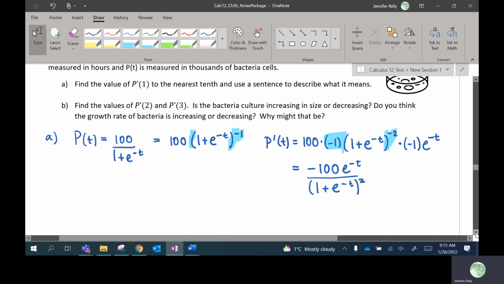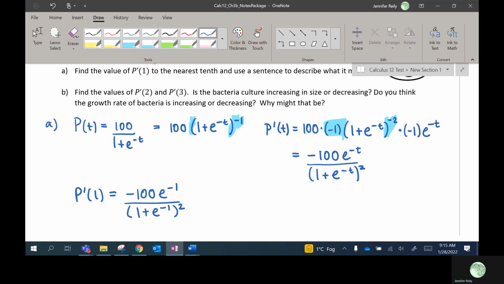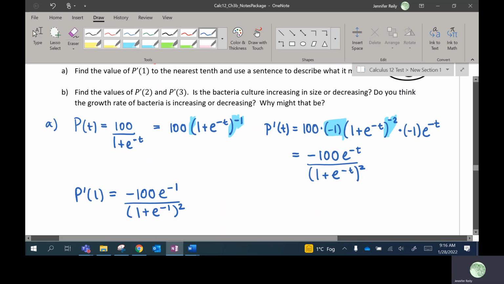Okay, now we're just going to plug in 1. This is referring to 1 hour, so we're going to find P prime of 1. This is something you would just plug into your calculator. You'll need to find the E button. Typically, I like to plug in the numerator first, get the answer, and then divide it by the denominator, just so you don't make any mistakes. Sometimes students, or I, can make a mistake. Okay, and so I get negative 36.